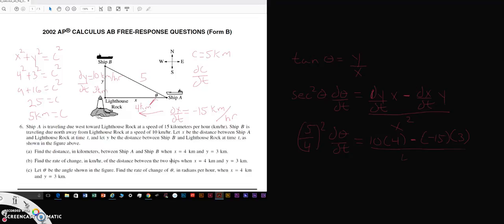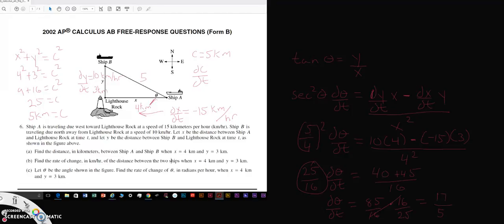So now when you start solving this, you get 25 over 16 d theta/dt equals 40 minus negative 45, so plus 45, over 16. So now d theta/dt equals 85 over 16 times 16 over 25. The 16s cross out, and now I have 85 over 25. You could divide those by 5, and now you get 17 over 5.